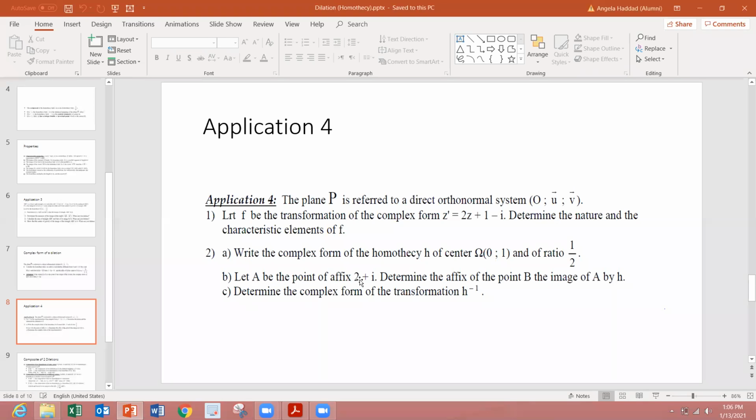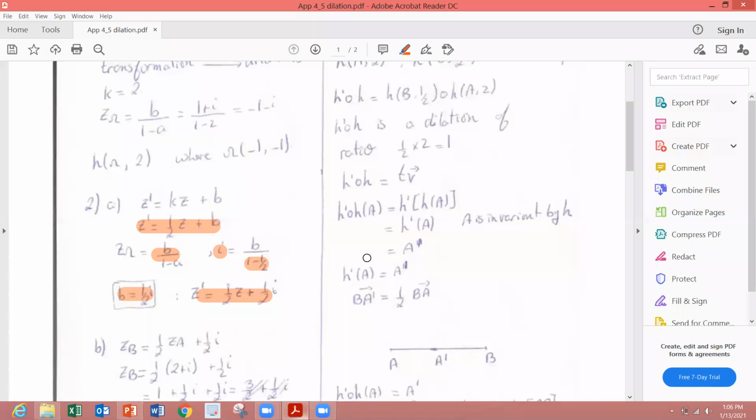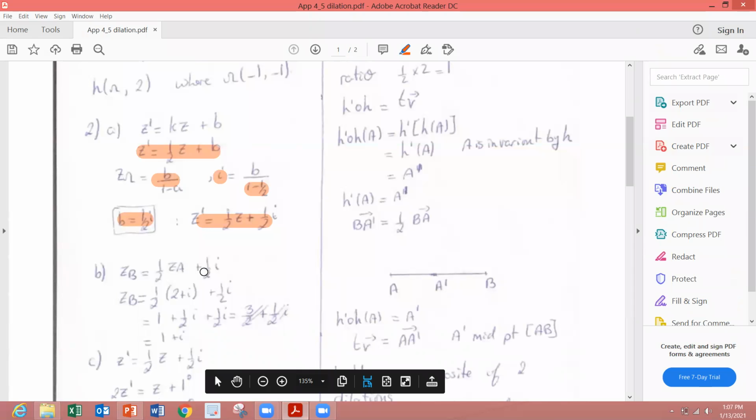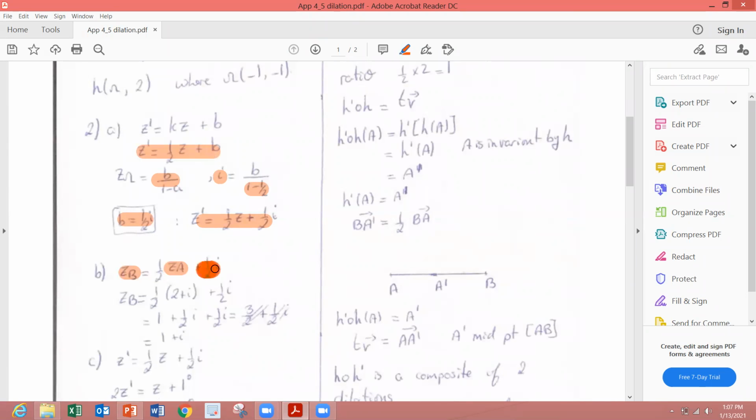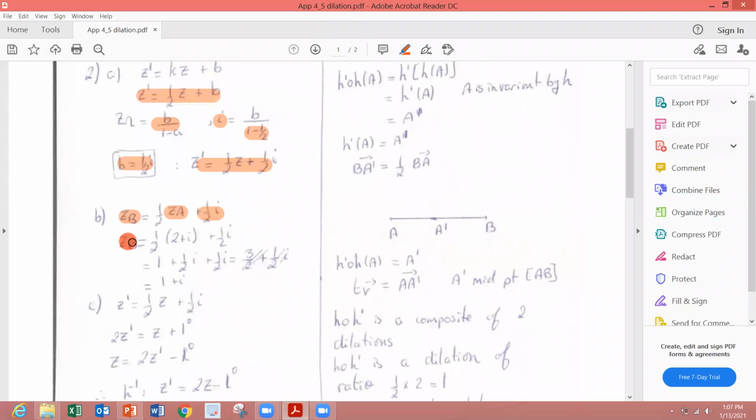Let A be a point of affix 2 plus I. Determine the affix of the point B, the image of A by H. بنجيب ال image of A by H. Z prime of B equals half into هيدا 2 plus I. هيدا Z prime بنحط محله ZB. هيدا Z بنحط محله ZA plus half I. ZB equal half ZA is 2 plus I plus half I. يعني بصير معنا 1 plus half I plus half I equal 1 plus I. So this is ZB equal 1 plus I.